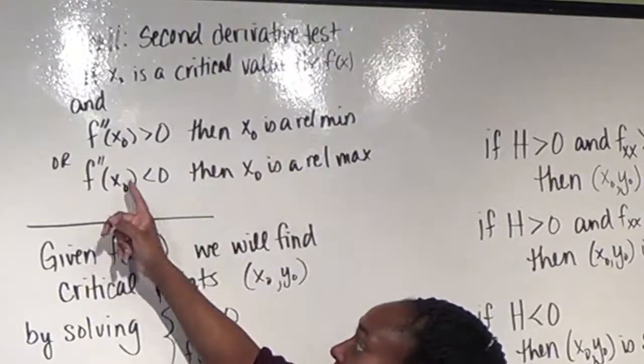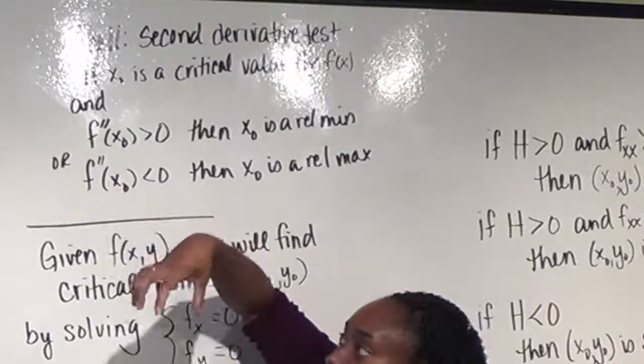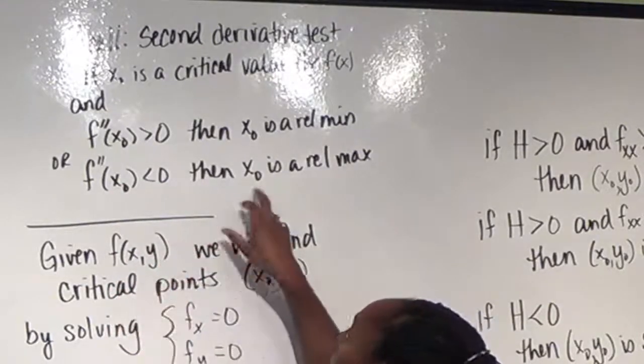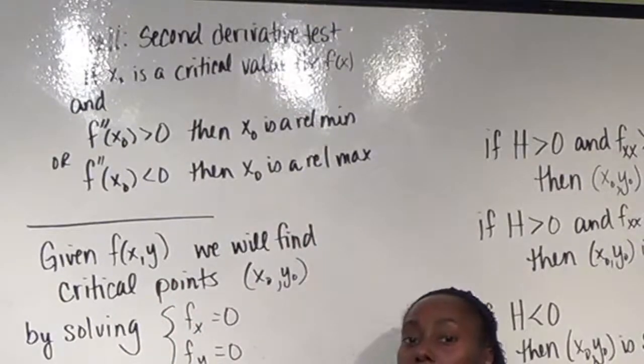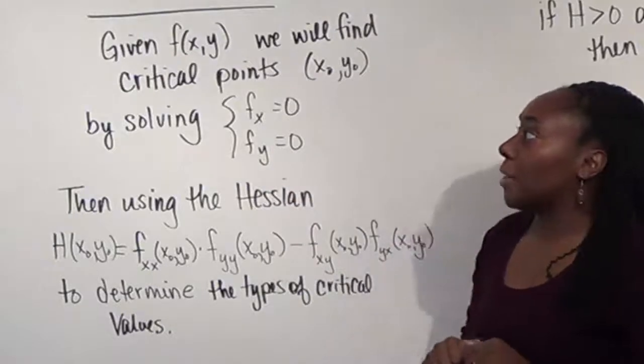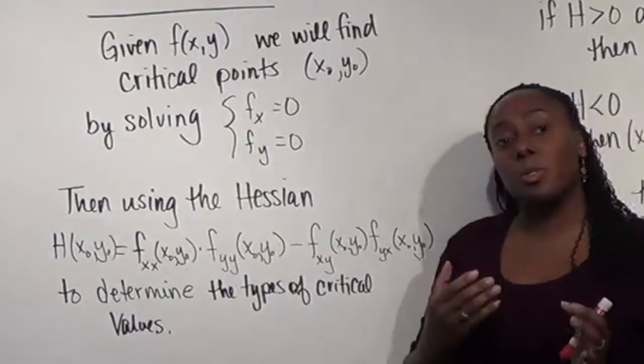And if we were looking at f double prime being negative, then we were looking at downward concavity and looking at a maximum value. Okay? For a two-variable function, let's say z equals f of x, y, we're going to start doing the same thing.